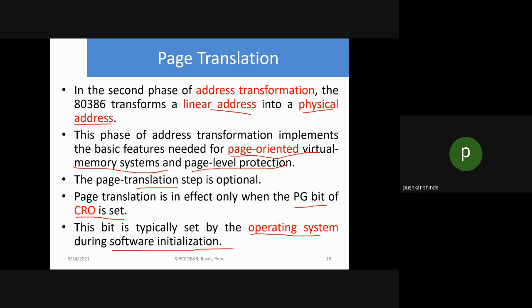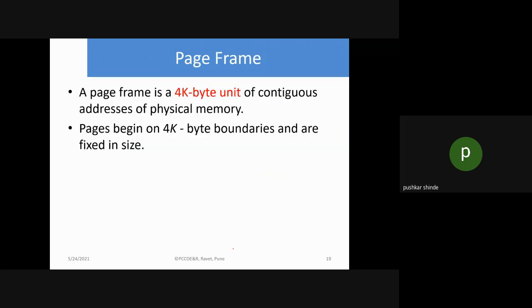When we discuss the page frame, a page frame is a 4 kilobyte unit of contiguous, remember this, contiguous addresses of physical memory. So it is a contiguous unit of 4 kilobyte page. Pages begin on 4 kilobyte boundaries and are fixed in size. Each page is always of 4 kilobyte. Okay.